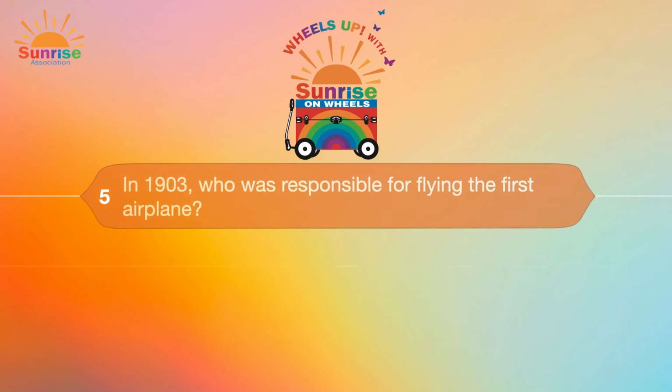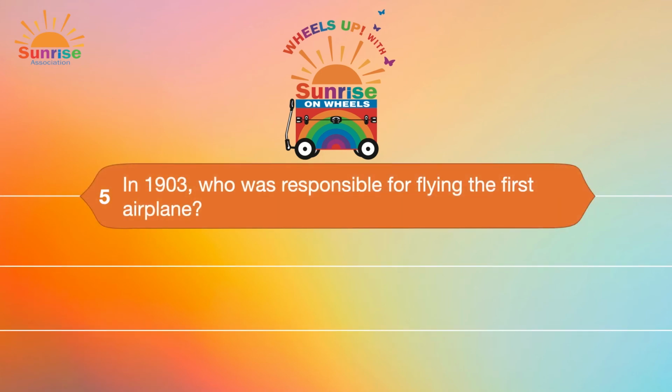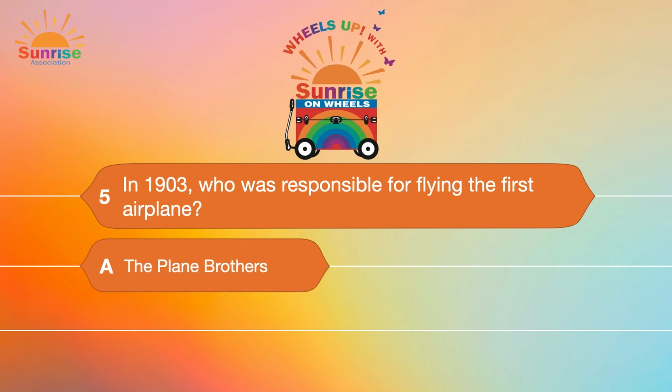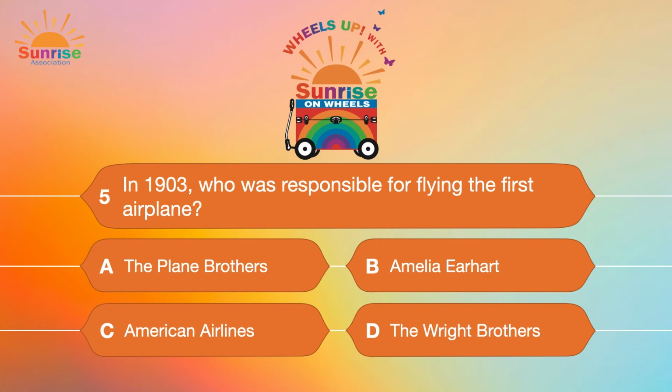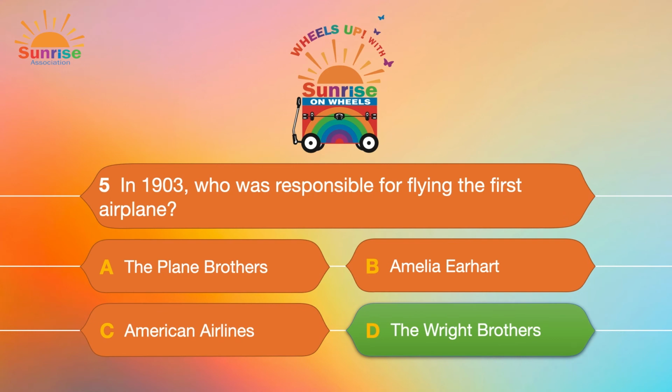Question number 5. In 1903, who was responsible for flying the first airplane? A, the Plane brothers, B, Amelia Earhart, C, American Airlines, or D, the Wright brothers? Do you remember who flew the very first airplane? It was the Wright brothers.